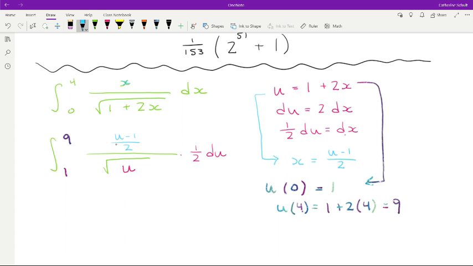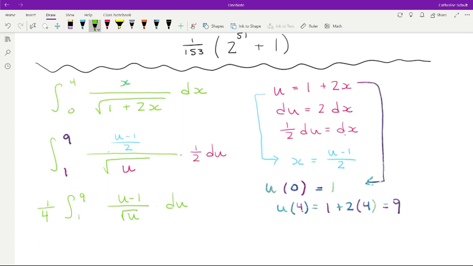So I see two 1/2s here, right? This is a 1/2. Dividing by 2 is like 1/2. Here's another 1/2. So since they're factors, I can pull out 1/2 times 1/2. What's that going to be? 1/4. 1/2 times 1/2 is 1/4. All right, so we're left with u minus 1 in the top over the square root of u times du.